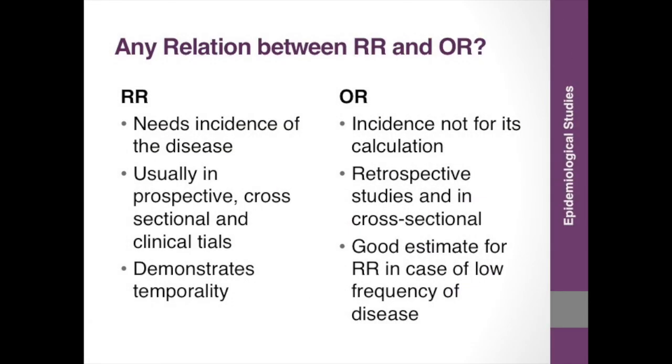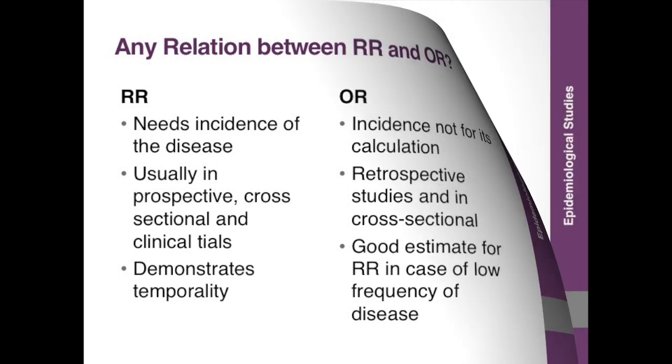The relative risk needs the incidence of the disease and is used in prospective, cross-sectional and clinical trials, and it's useful for demonstrating temporality and the relationship between exposure and outcome. For the odds ratio, incidence is not used for the calculation. It's reported in retrospective and cross-sectional studies. It is a good estimate of the relative risk in case of low frequency of diseases.